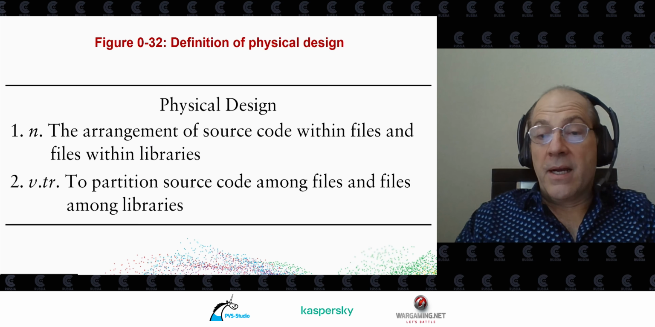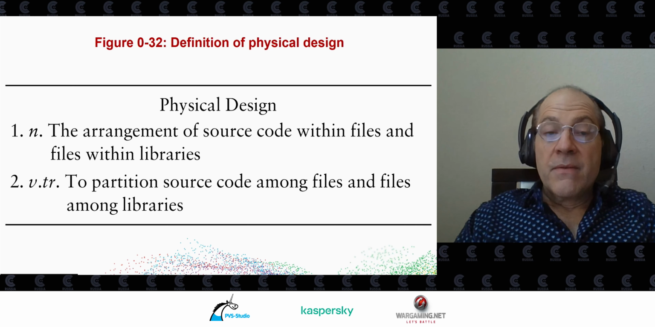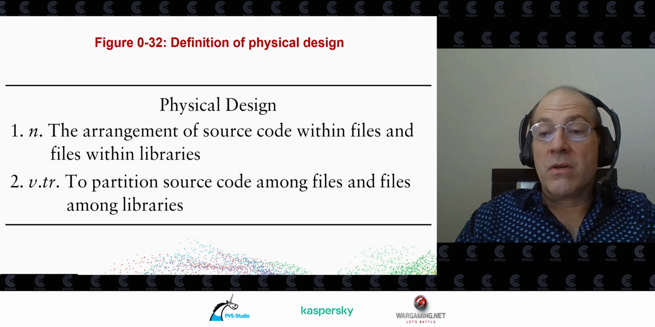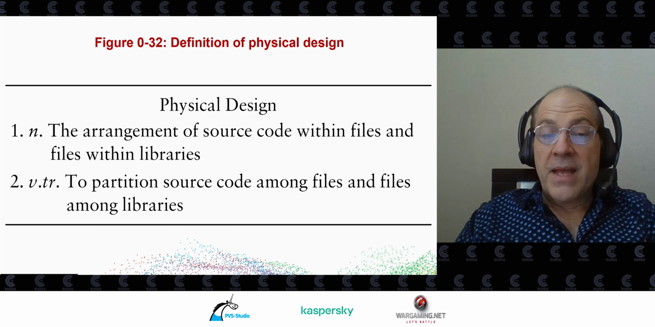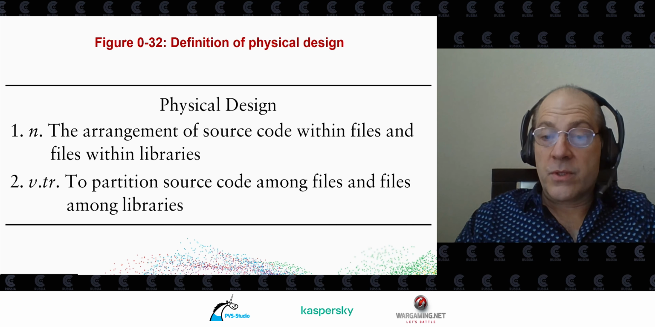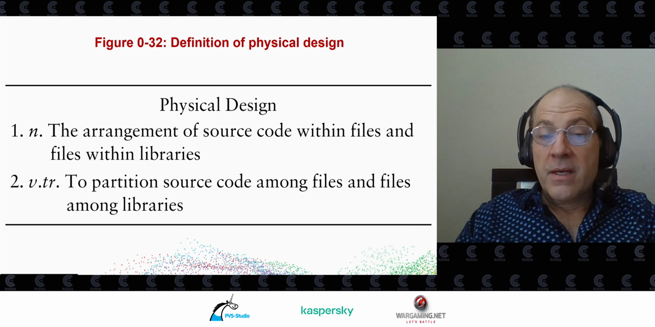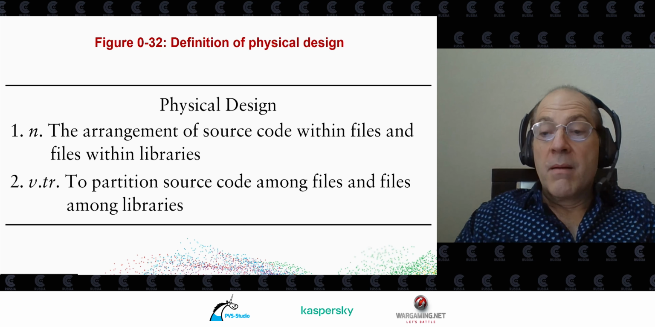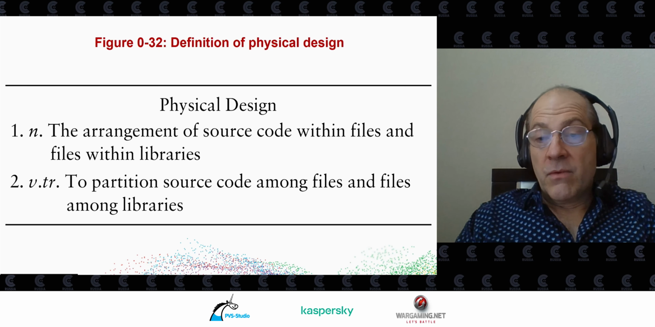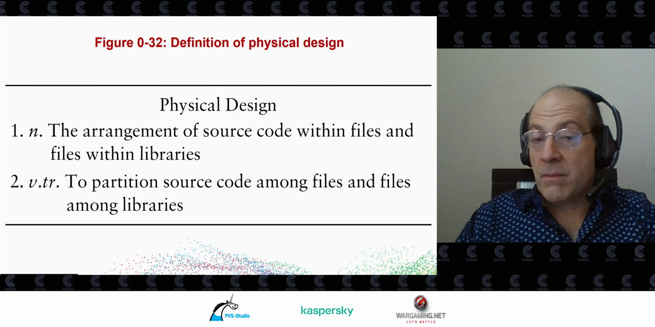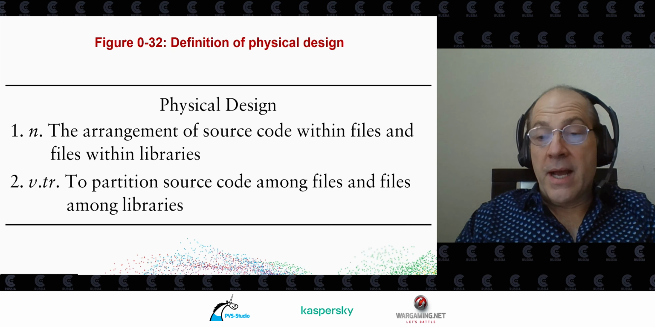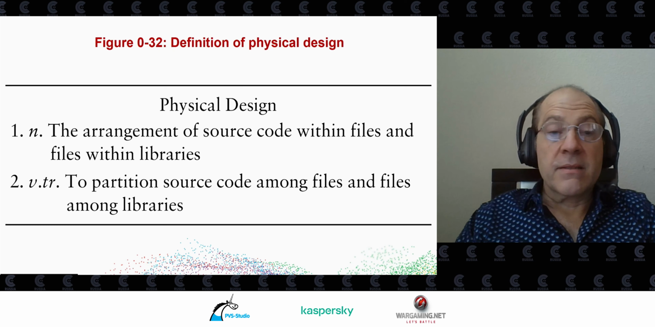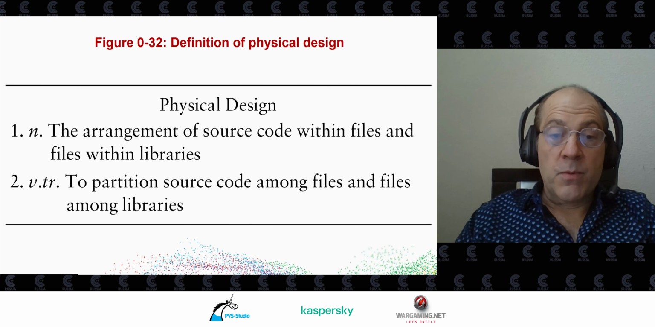So now to physical design. What do I mean by physical design? Physical design is the arrangement of source code within files and files within libraries. As a verb, it's to partition source code among files and files among libraries. In other words, how do we arrange our logical content within the software modules that we're writing? And I don't mean C++20 modules, although I kind of do. And in fact, the C++20 module is modeled after what we have always called components. And it will turn out that modules done correctly are, in fact, components with a little bit more linguistic support.